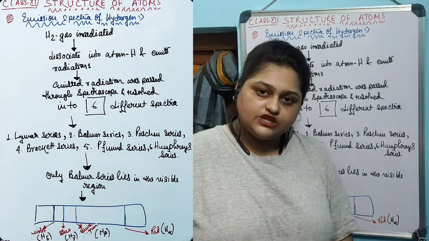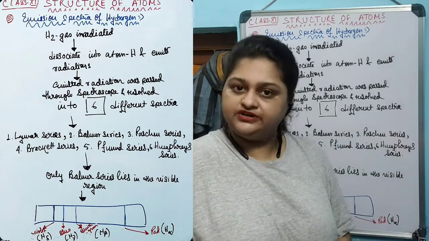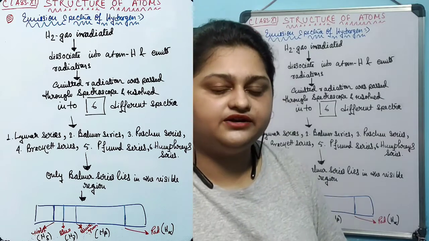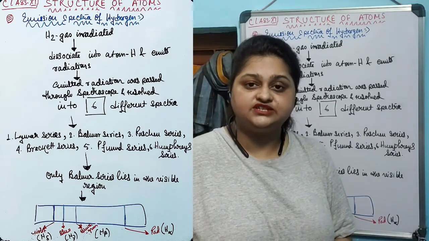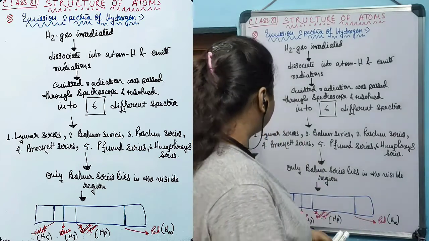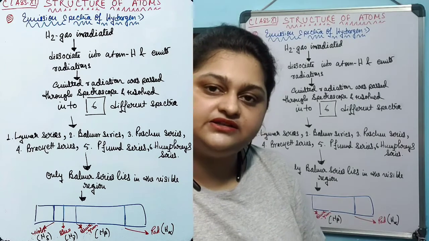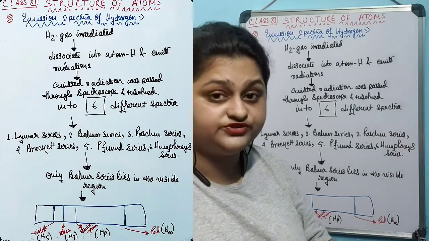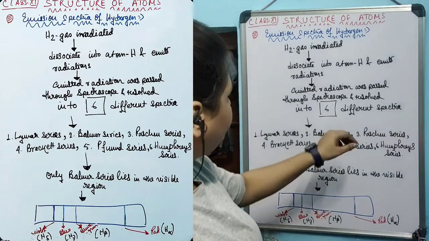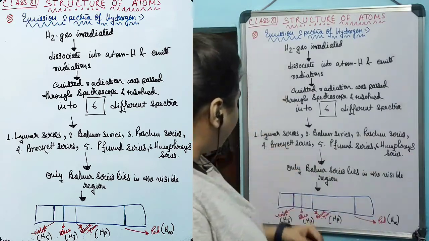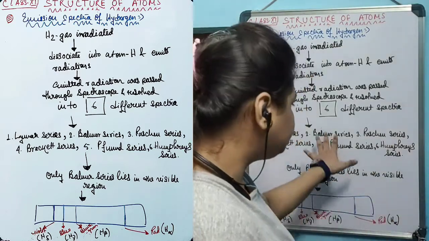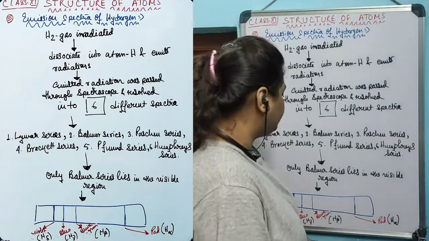Now, there were 6 different series of spectra that were observed after studying the emission spectra of hydrogen. Those 6 different series were named after the scientists who observed them, like the Lyman series, Balmer series, Paschen series, Brackett series, Pfund series, and Humphreys series. So there are 6 different series of spectra that can be obtained.